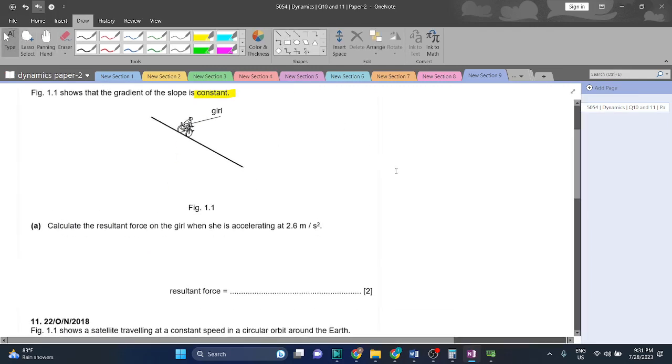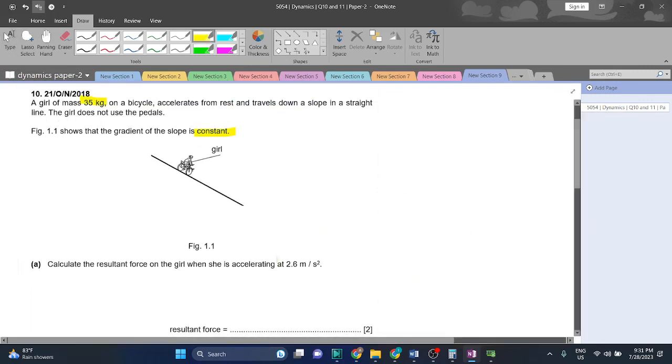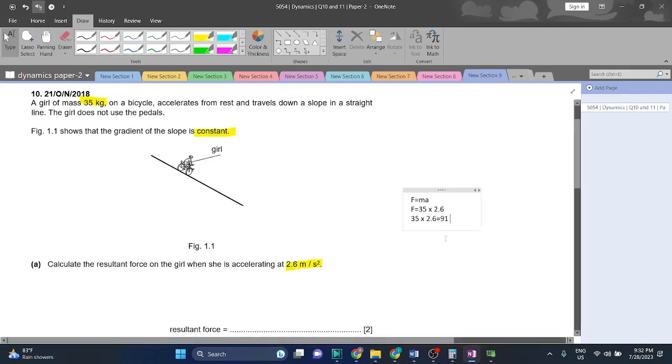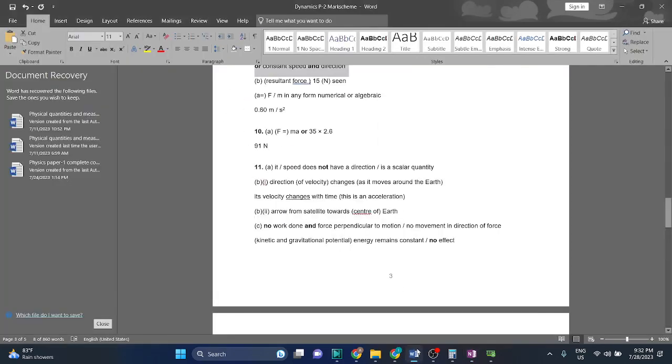So we'll use the formula. We have the two values of mass and the acceleration. So we can easily get the force by F equals ma, which will be force equals mass, which is 35, into a, which is 2.6, which will give us 35 x 2.6, 91 newtons will be the resultant force. Easy as that. Let's check.